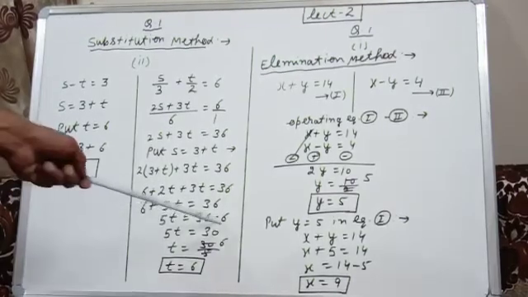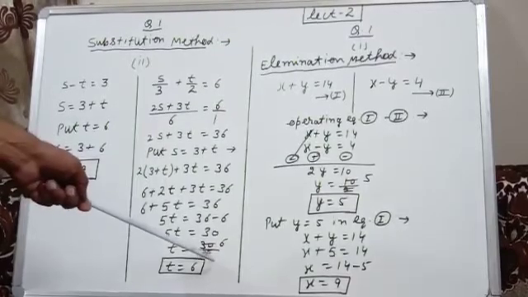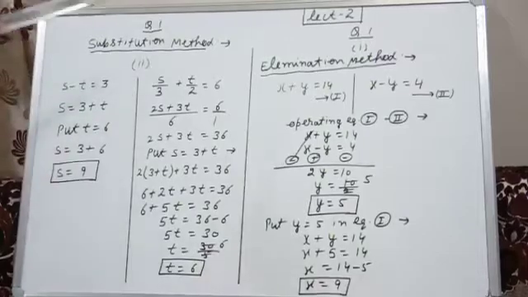This 6 will become minus here. So it will become 30. 5 multiplied in this side, 5 will divide. So you will get t equal to 6. So you get value of one variable.